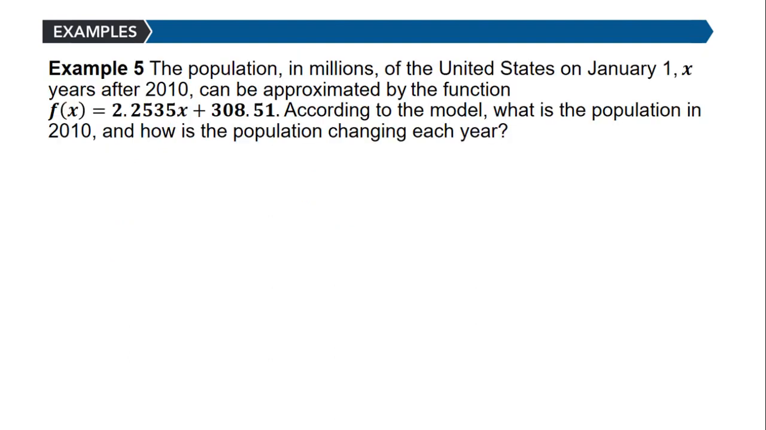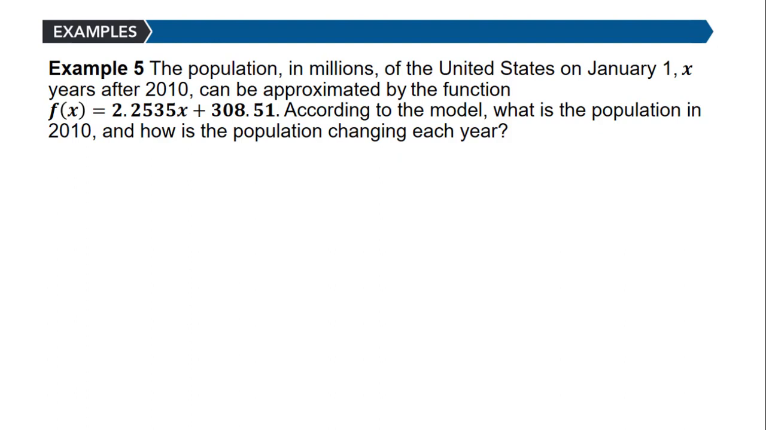And then a last example with the slope-intercept form is we can use it to model and give information about how things are changing. This example gives us a population in millions of the United States on January 1st, x years after 2010, can be approximated by the function f of x equals 2.2535x plus 308.51. According to the model, what is the population in 2010, and how is the population changing each year?